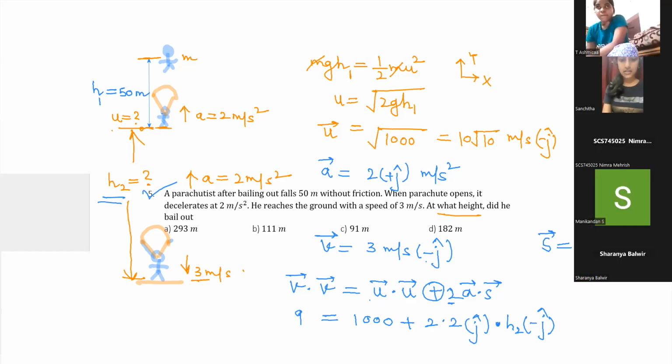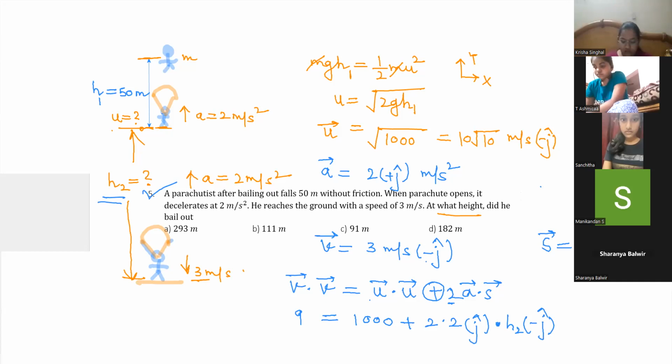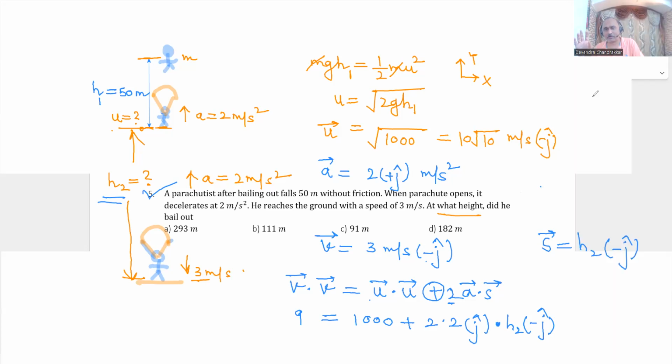Sure? Sharanya, Sanchita, Ashmika. And who is the other student? Nimra Mehrish. Nimra, did you understand it or not? Yes, sir. I can understand that you have joined a bit late, so don't worry about it. You have not lost much. But please keep replying. If you don't understand it, just ask me.